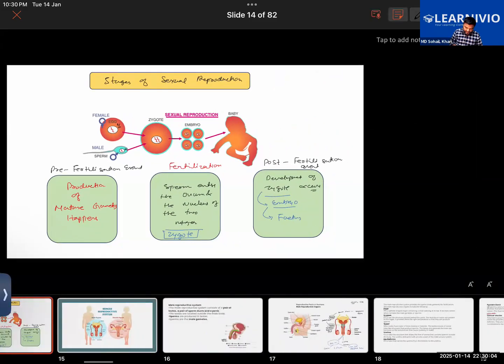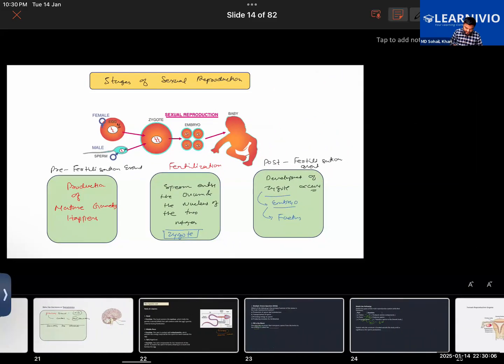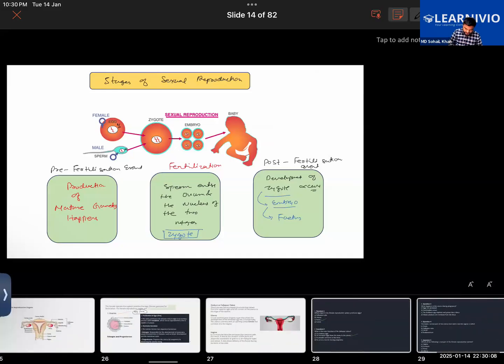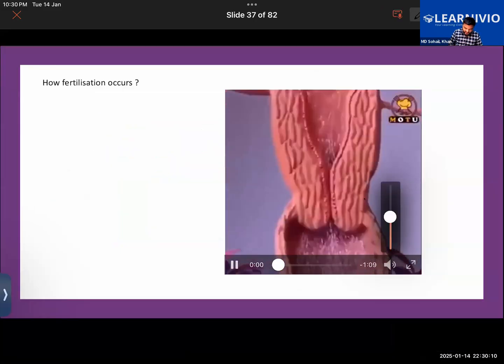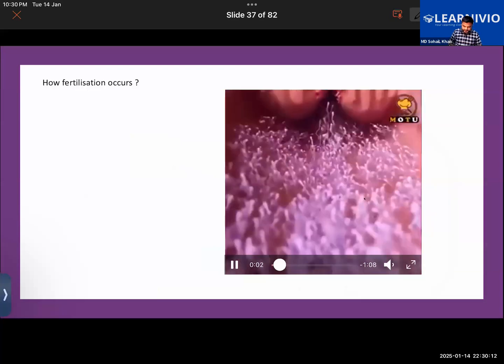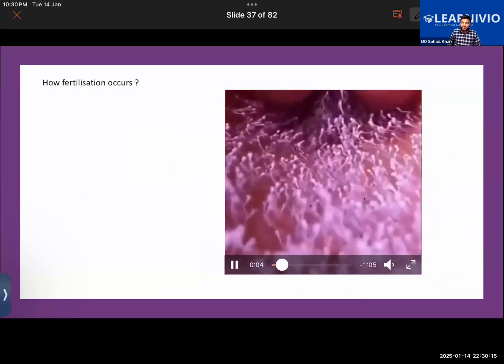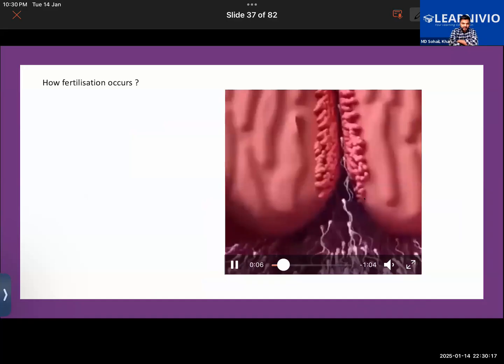So if you were to look at this animation once again, as the sperm would be meeting with the ovum, only the nucleus would be fusing. Nucleus of the two would be fusing.